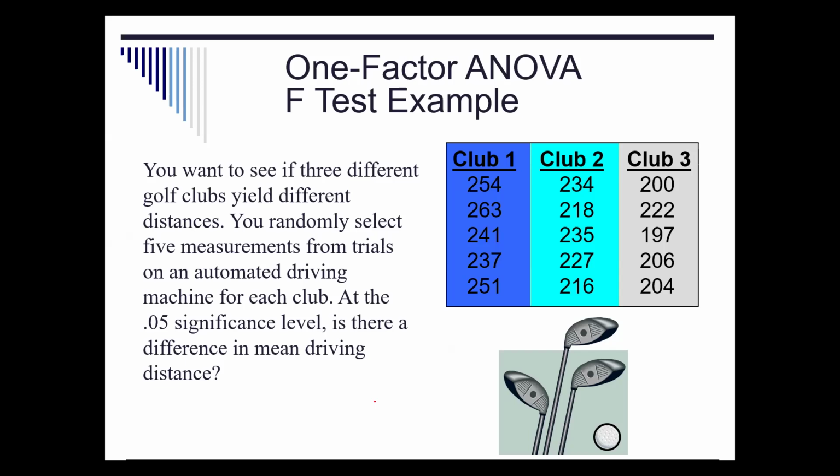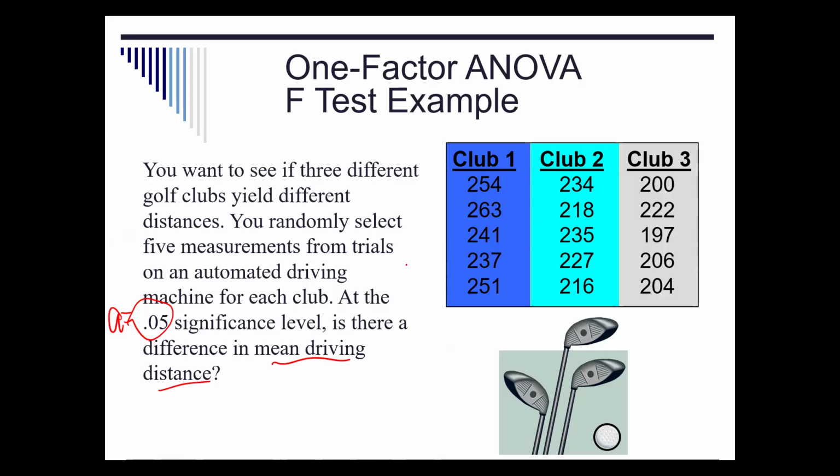And let's look at a concrete example, right? You want to see if 3 different golf clubs yield different distances. So you randomly select 5 measurements from trials on automatic driving machines for each club at 0.05. That's alpha. Alpha is 0.05. Is there a difference in average driving distance for the 3 different clubs?